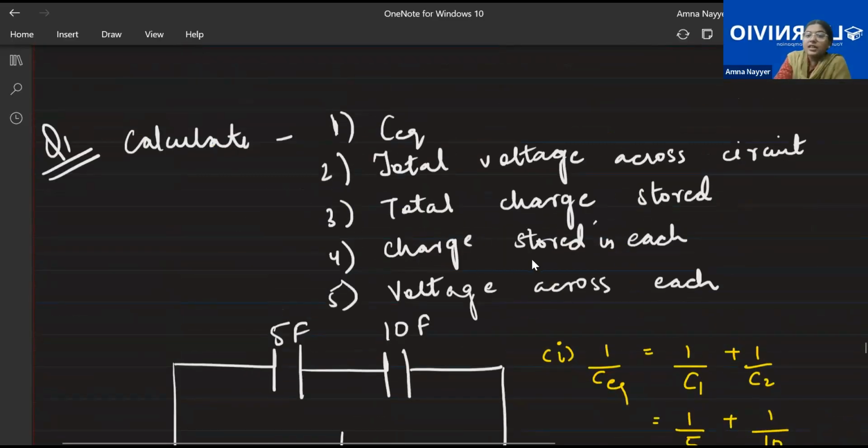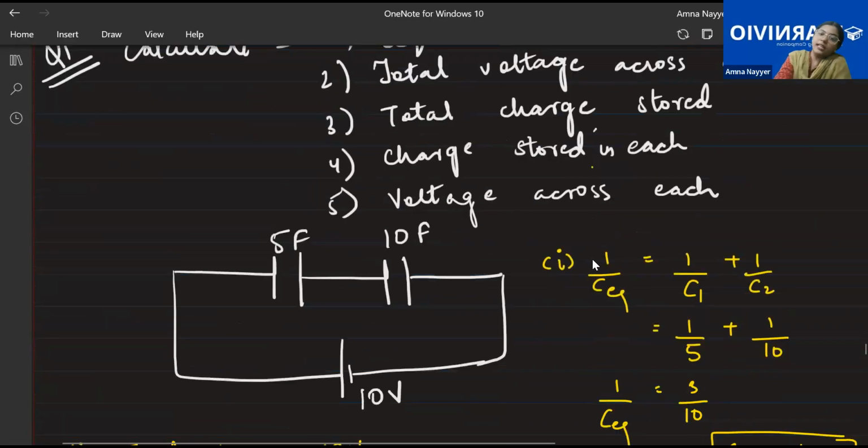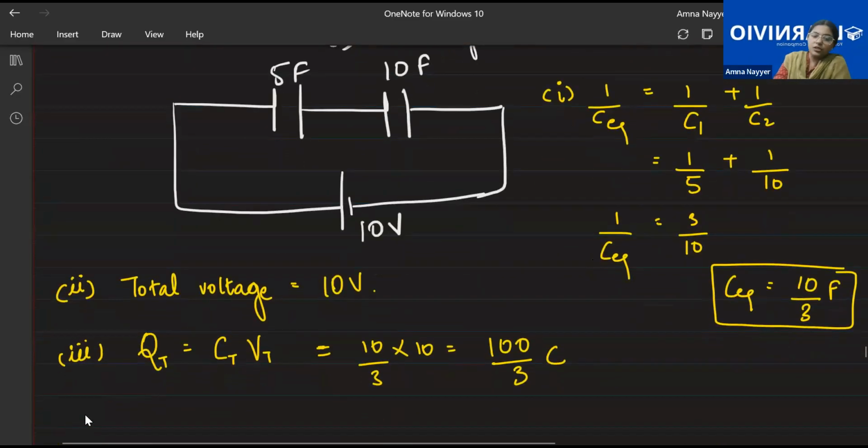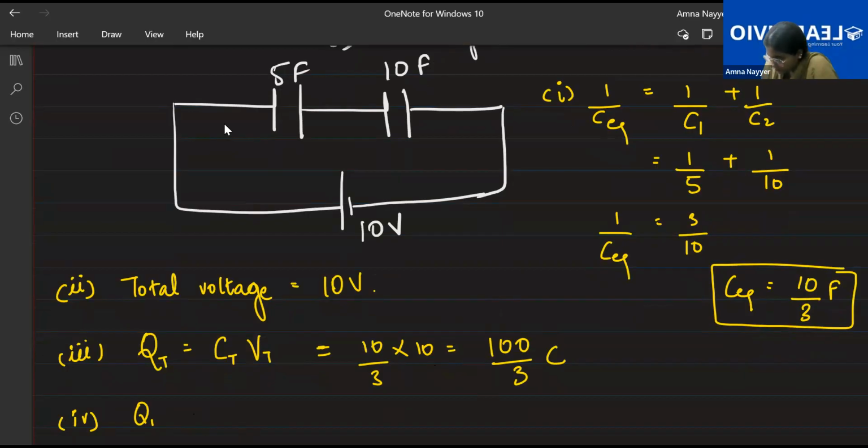Third part we've done. Fourth, charge stored in each. Now this you tell me. What will be the value of charge stored in each, Q1 and Q2? How should we calculate? This is the total charge. How will you get the charge in each? Separately. Is it by putting Q by Q1? This is a series combination.